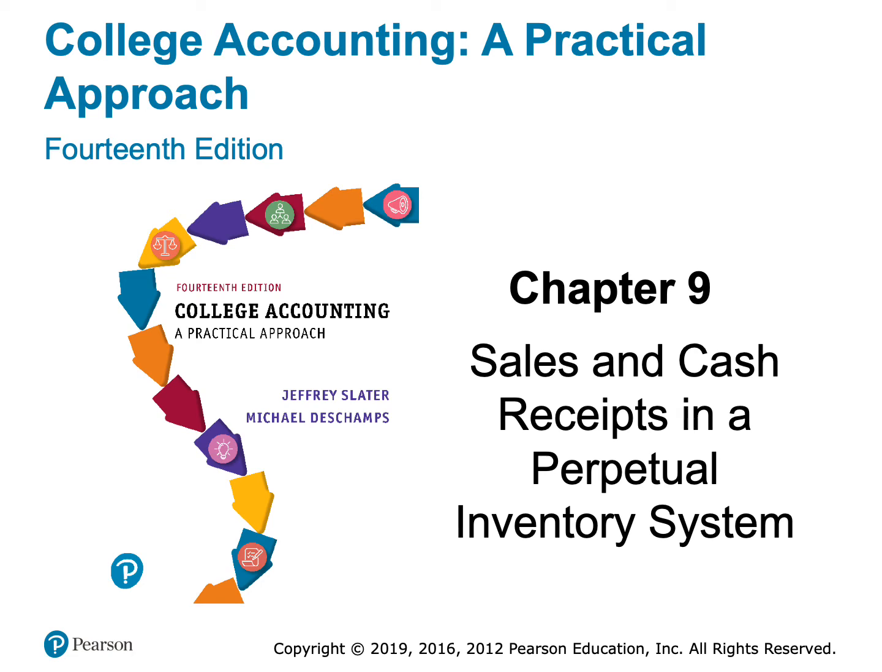So welcome to Chapter 9. We are moving away from talking about payroll and we're going to start talking about sales and cash receipts, where we're selling inventory, which is a physical good.